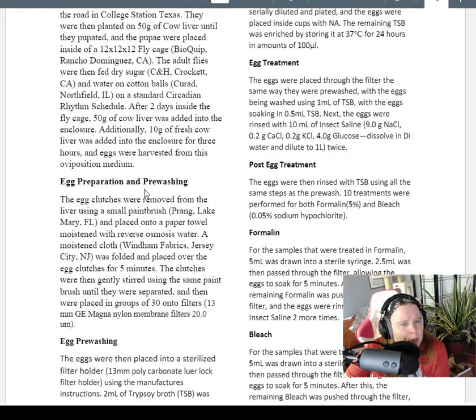Okay, egg preparation and pre-watching. Good. Okay, you got small paintbrush, paper towel. Good. Reverse osmosis water. Perfect. Again, spell out numbers that are under 10. The clutches gently stirred, gently separated, placed in groups of 30 onto filters. Beautiful. 20 micrometers. Yeah. Love it.